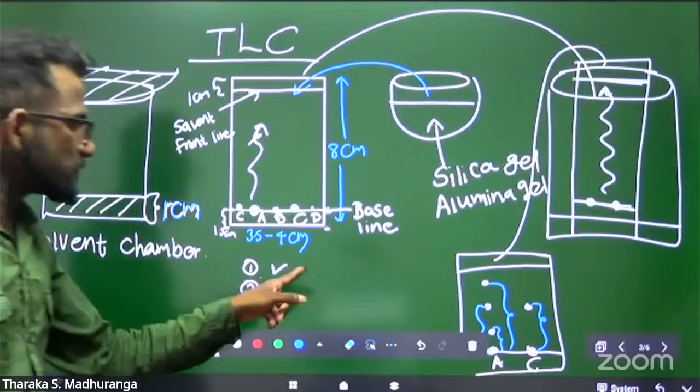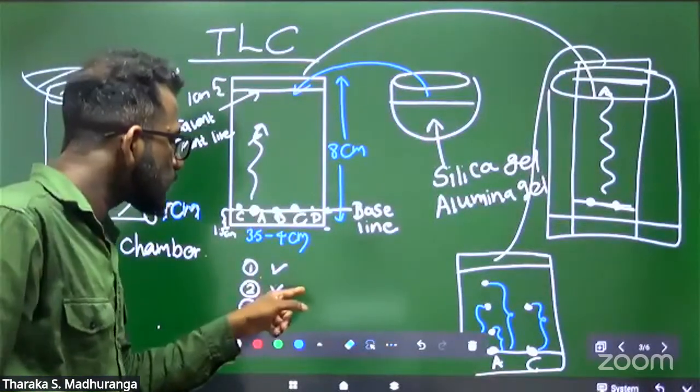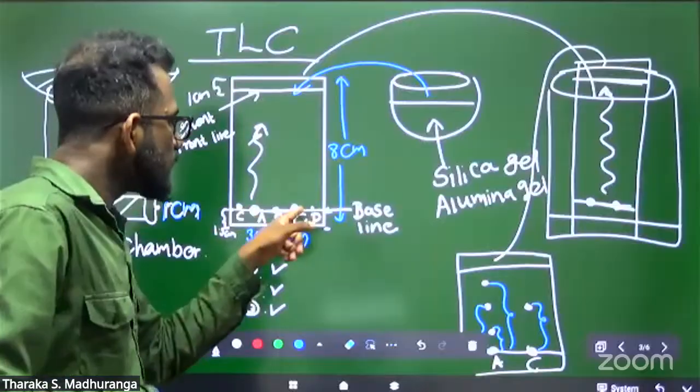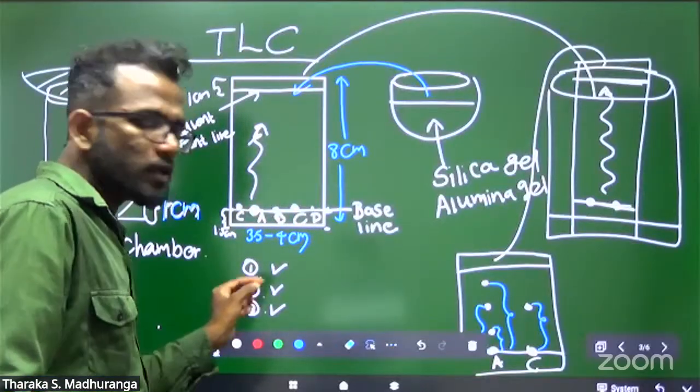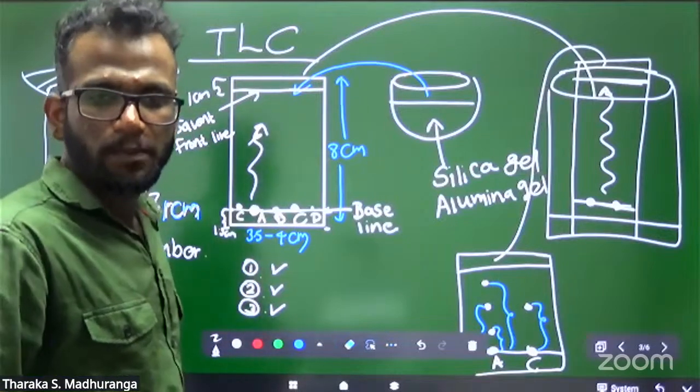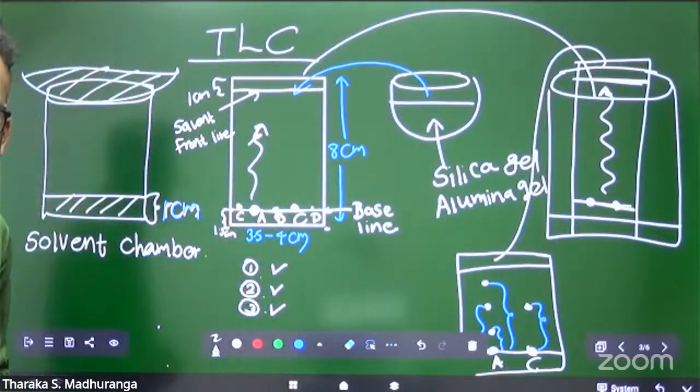The first one is the dimensions. The second one is the very thin layer, so we have to use a thin pencil. The third one is we need to avoid damage to the paper or thin layer. Another factor we need to consider.